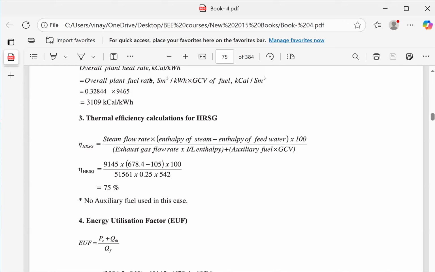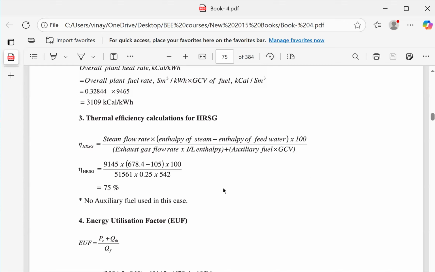You check all these parameters which are already given. One word of caution: this 0.25 is not given in your input data, but you have to remember it is the specific heat. What is the specific heat for water? It is 1. What is the specific heat for gas? It is 0.25. Remember all this. Also this 542 you will not find anywhere in the calculations.